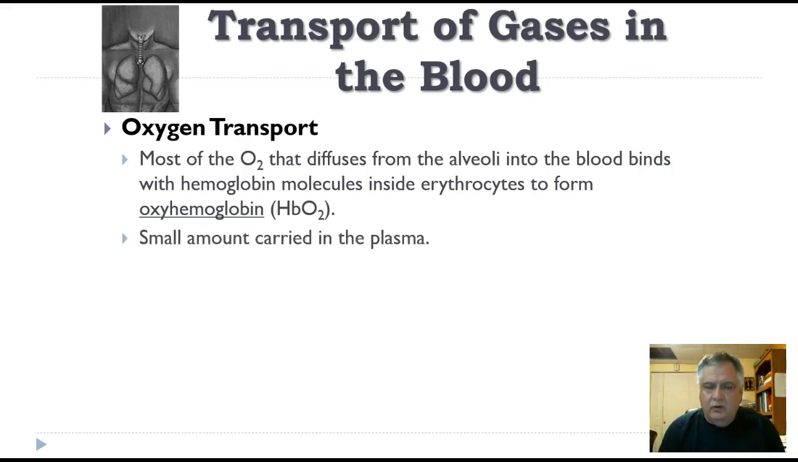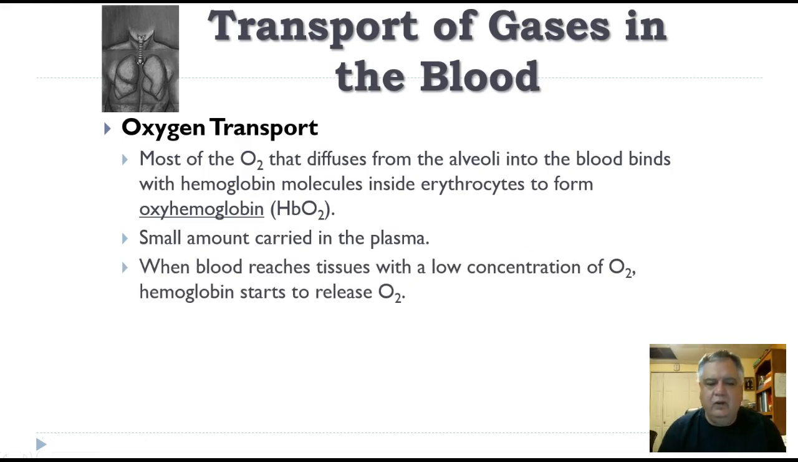Now, some oxygen is transported in the plasma, but it's only a very, very small amount. If you get too much oxygen being transported in the plasma, it'll cause gas bubbles to form, and that could block the flow of blood through the tiny capillaries of the body. So we don't want that to happen. There's a very tiny amount of oxygen that's carried in the plasma, but most of it is carried on the hemoglobin molecules.